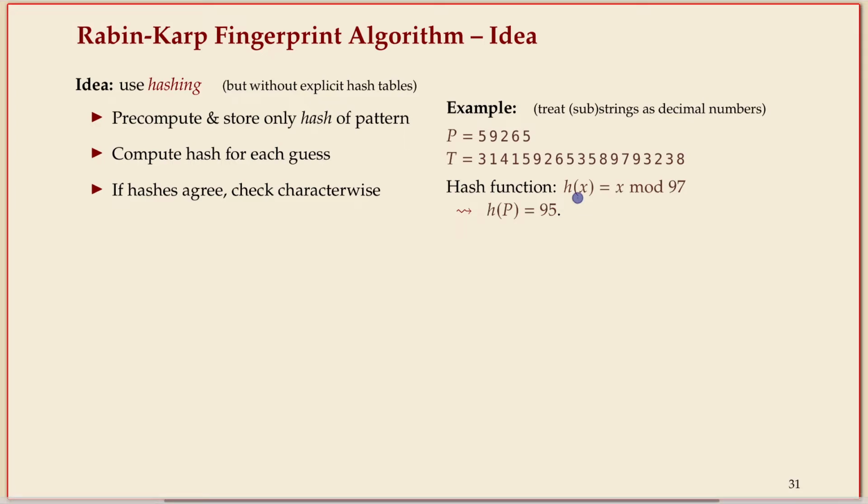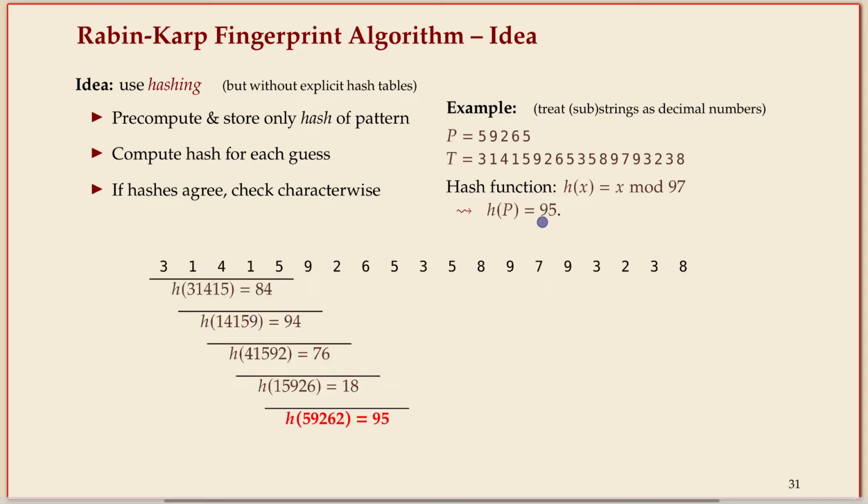So we could use a hash function like this one, just take x modulo some prime number, 97. So the hash value of the pattern is 95. How would we use this in pattern matching? Well, we take the first 5 characters of the text and compute its hash. That's not 95. And this is not 95. This is not 95. So for all of these shifts, by just looking at the hash, I can conclude it is not a match.